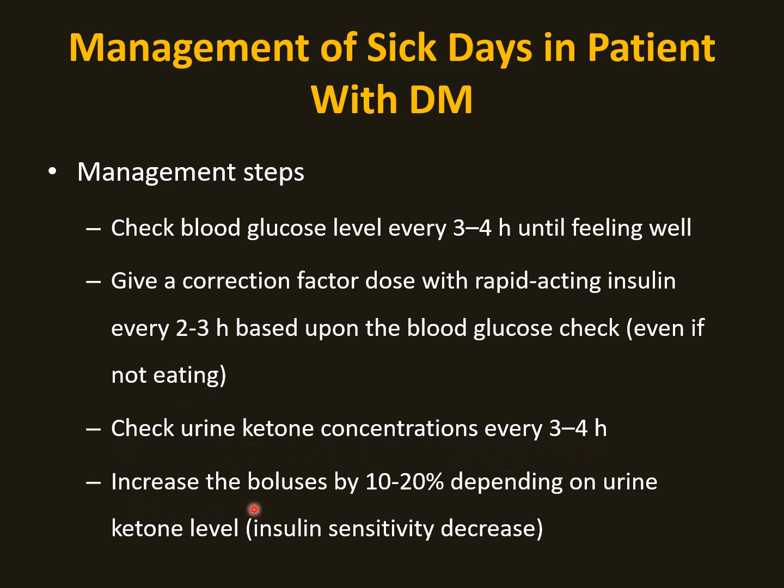You may increase or even double the correction factor. So if the patient requires, for example, 2 units for correction of high blood sugar, you may give even 4 units because of increased insulin resistance when patients with diabetes are sick.